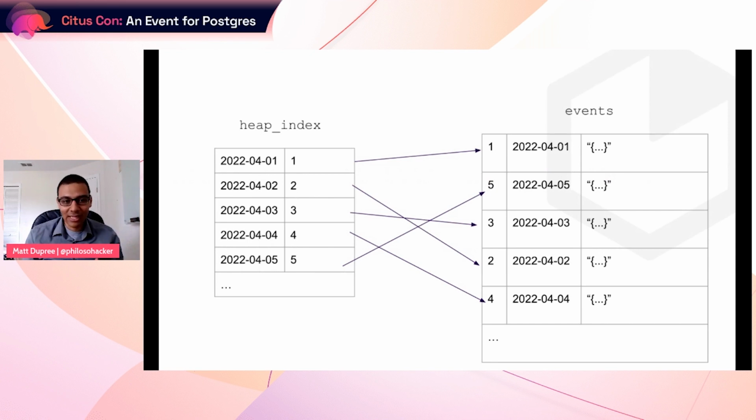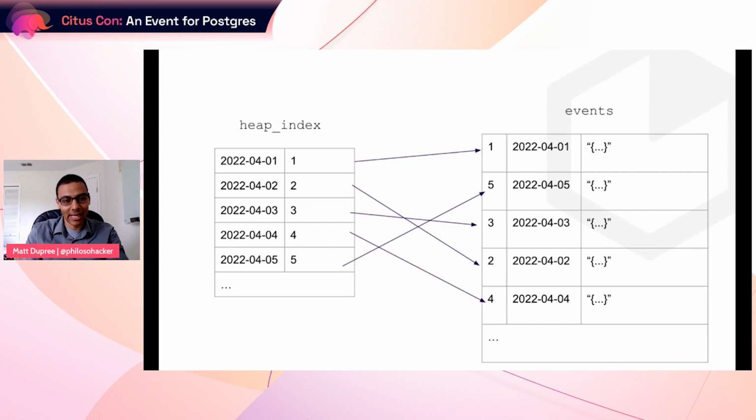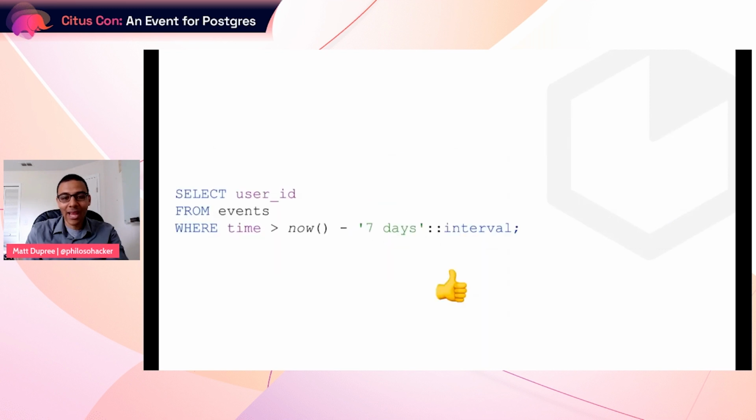And on the left, we can see the index, which has the time and the event ID. And on the right, we can see the table itself. Now, let's imagine that we wrote a query that looks something like this, where we're selecting just the user ID and we're filtering on time. So if you look at the columns that are actually referenced in this query, both of those columns are in the index. And because both of those columns are in the index, we're able to get an index-only scan in that case.